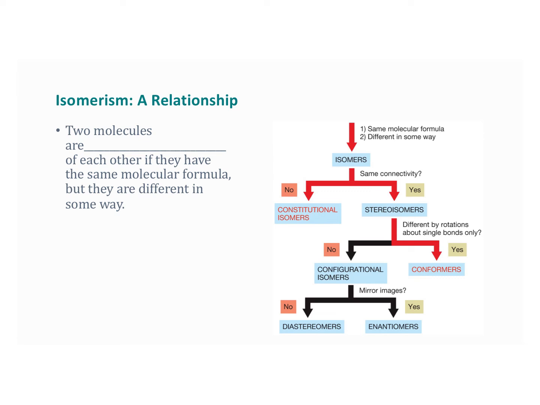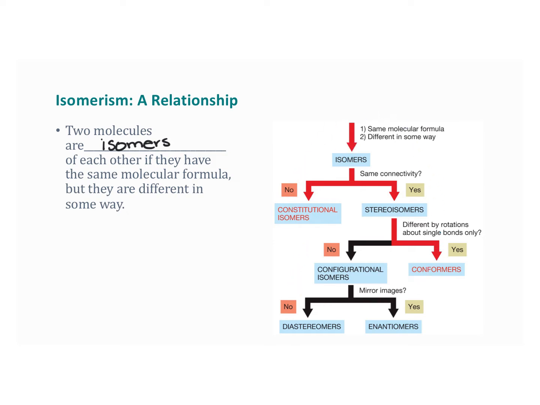So what we're going to focus on is we are going to examine the relationship among isomers. And these isomers are distinct molecules that have the same chemical formulas. And so I've got written here for you, two molecules are isomers of each other if they have the same molecular formula but are different in some way. Now, there are a variety of different isomers that we can see here.